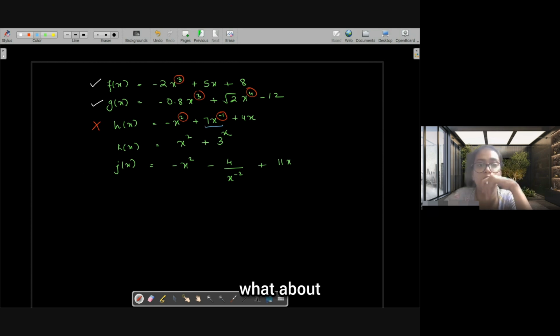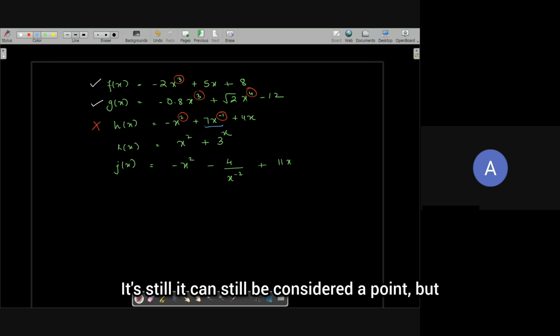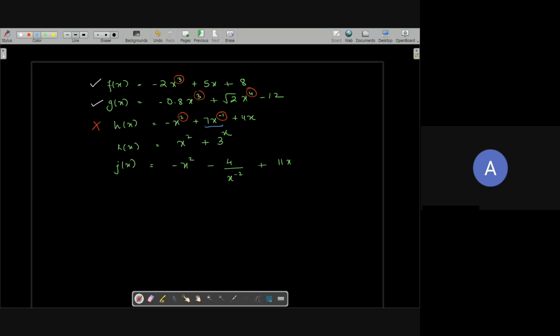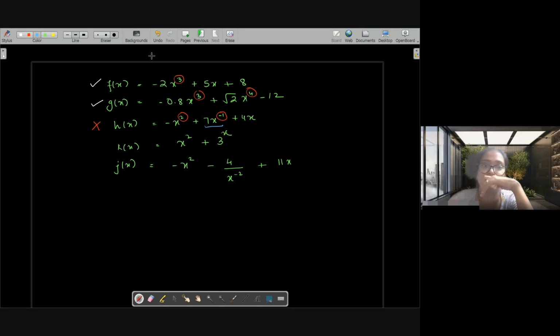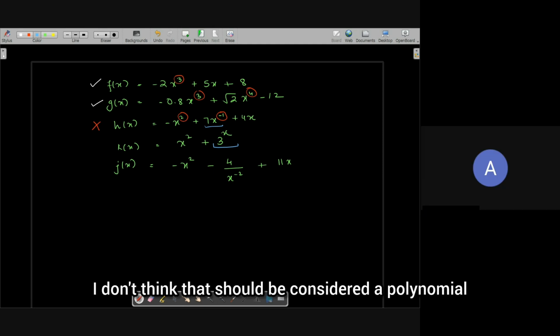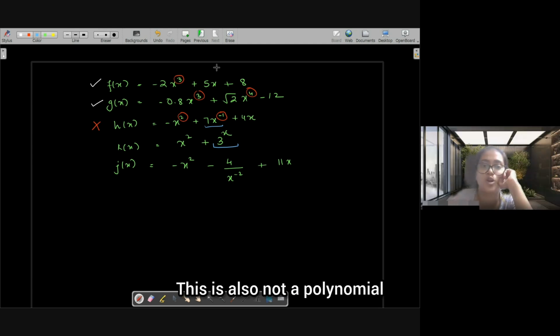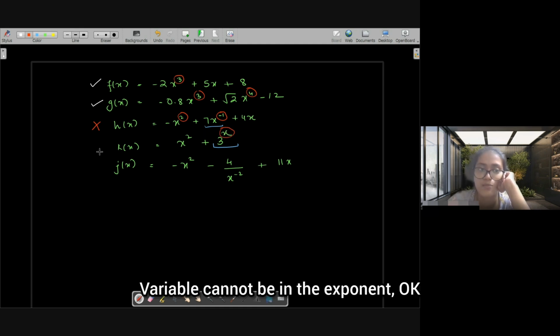Okay, what about k of x? That's a binomial, but it can still be considered a polynomial, but 3 to the power of x? I don't think that should be considered a polynomial. Yes. This is also not a polynomial because your variable cannot be in the exponent. Variable cannot be in the exponent, okay?